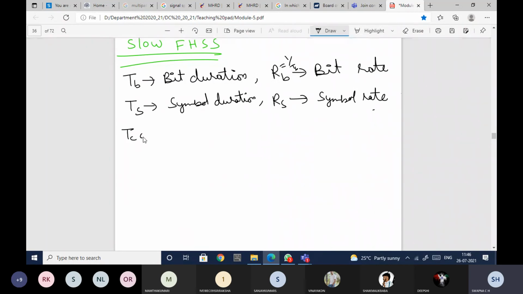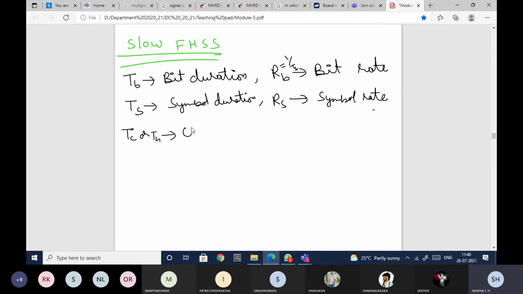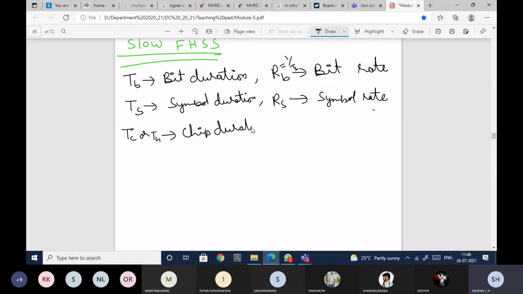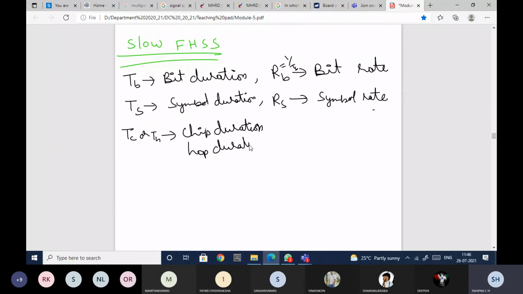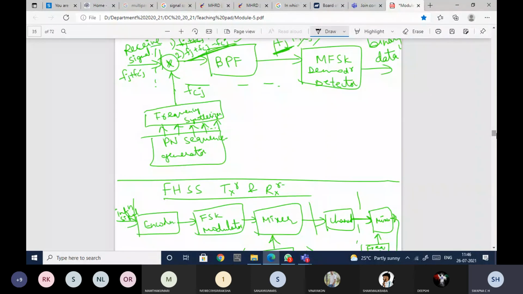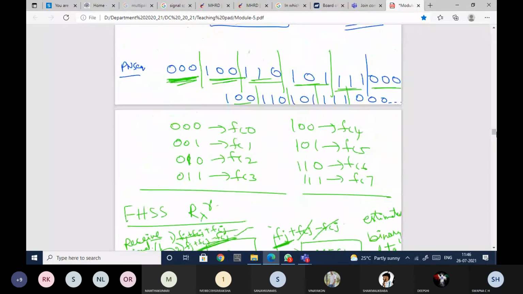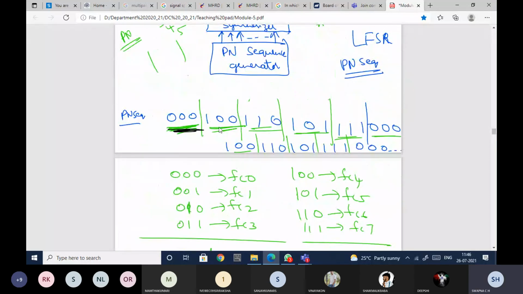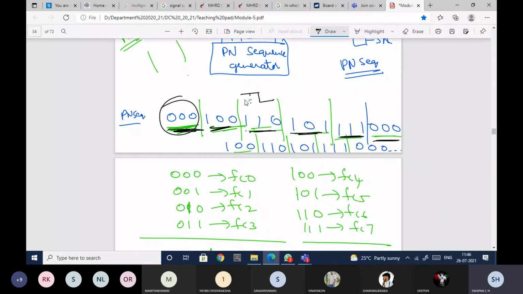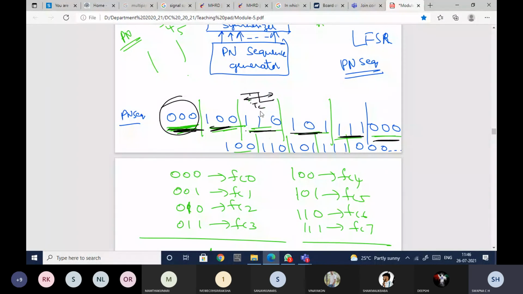Next, TC or TH. TC is said to be the chip duration, or it is also said to be the hop duration. If you recall what we are doing here, we are segmenting 3 bits together. Let me take this 110, and this complete thing is said to be TC, the hop duration or chip duration.